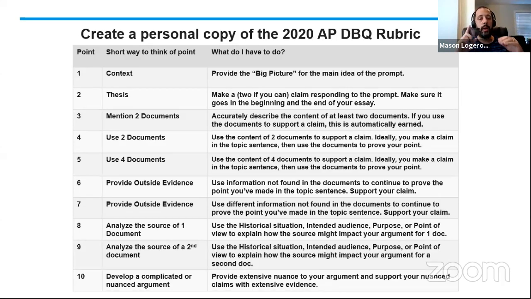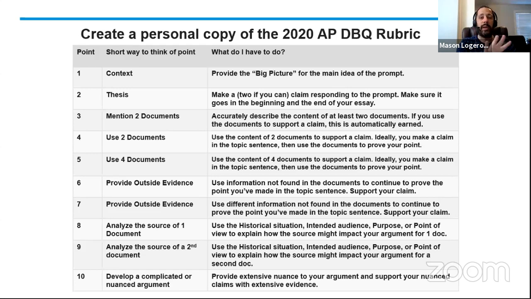Now notice you get 1 point if you can use 2 separate documents to support a claim, but you get 2 points if you can use 4 of them. So you need to aim to use 4 documents to make your claim. And if you do that, then you're actually going to get 3 points because you're automatically going to have done number 3 and number 4. So you've done 3, 4, and 5.